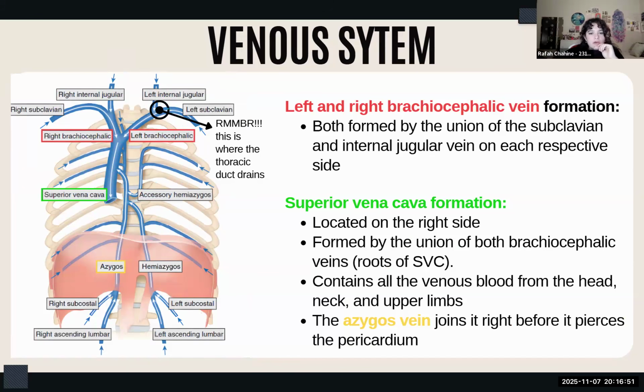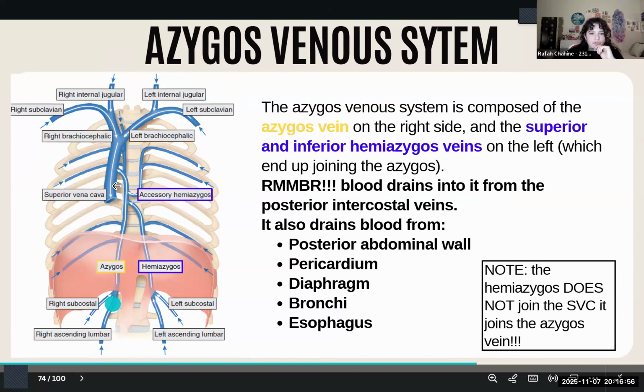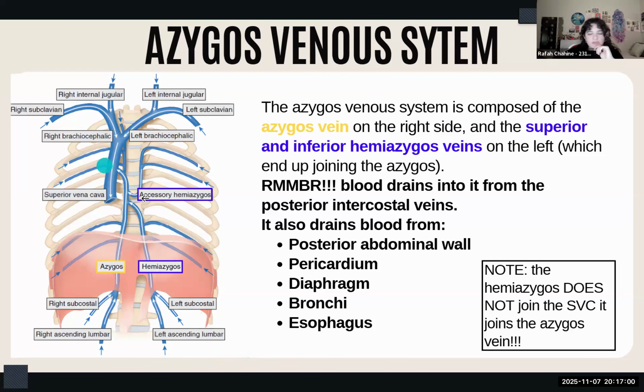Now for the azygos venous system, I already mentioned the azygos is on the right side, okay? It drains into the superior vena cava. And what is it composed of, or what drains into it? The accessory hemiazygos and the hemiazygos itself, and also it drains blood from the posterior intercostal veins as well.